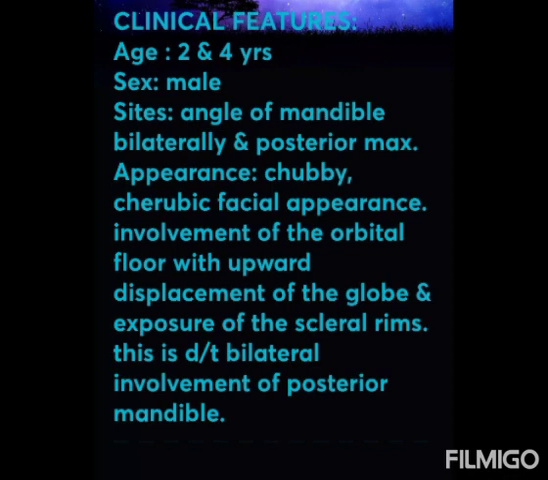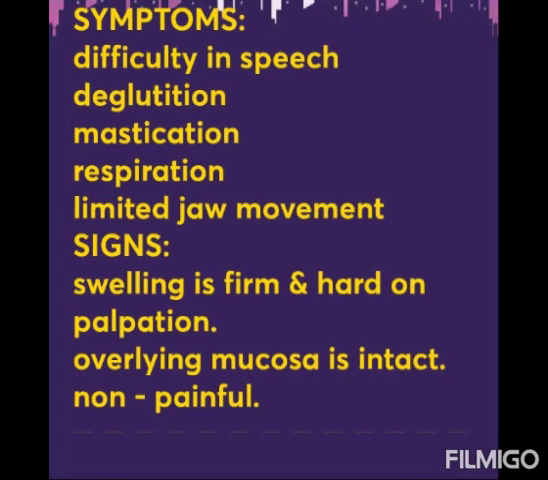It is very important: chubby cherubic facial appearance, especially if combined with involvement of the orbital floor with upward displacement of the globe and exposure of the scleral rims. This appearance results from bilateral involvement of the posterior mandible. Next, moving on to the symptoms, the patient may have difficulty in speech, deglutition, mastication, respiration and limited jaw movement. Deglutition is swallowing.